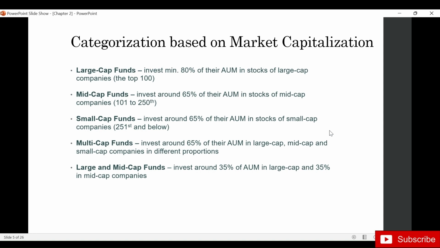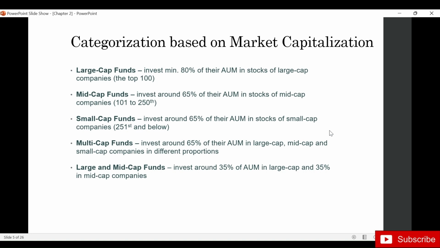Next, moving on to small cap funds. They have to invest around 65% of their asset under management in the stocks of small cap companies. What are small cap companies? Those companies which are ranked 251st and below according to the market capitalization.